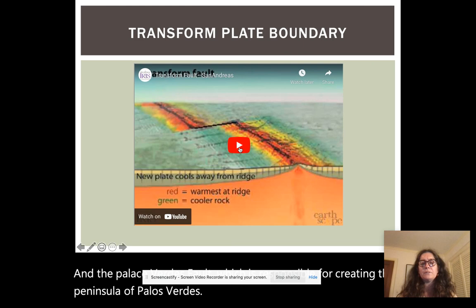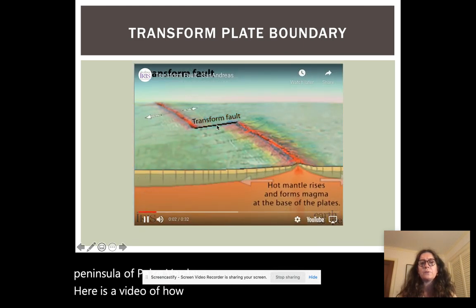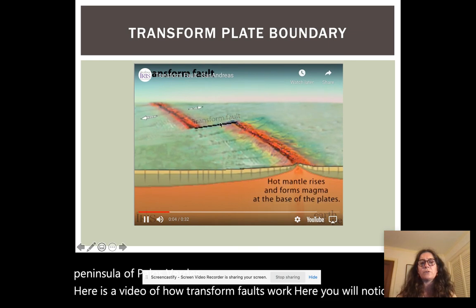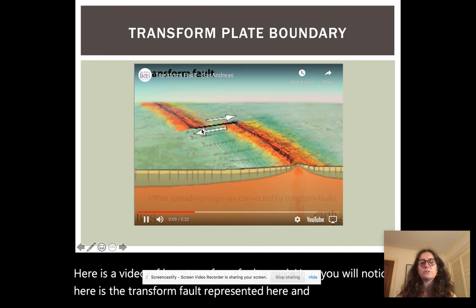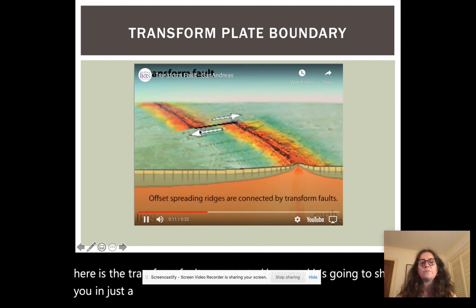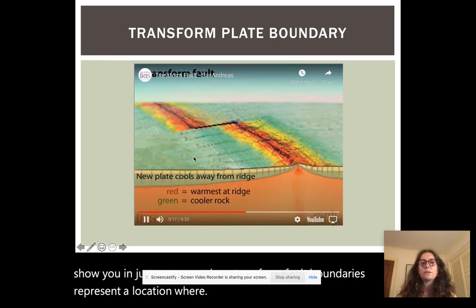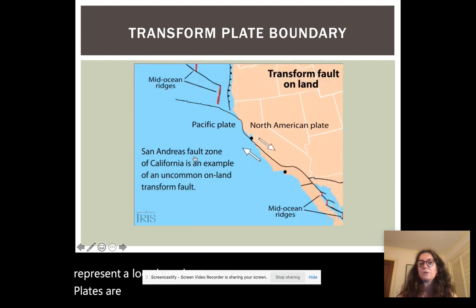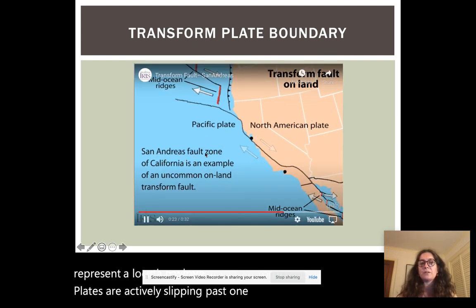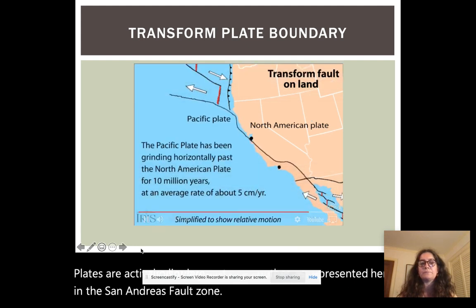Here is a video of how transform faults work. Here you will notice here is the transform fault represented here, and it's going to show you in just a moment how transform fault boundaries represent a location where plates are actively slipping past one another, as represented here in the San Andreas Fault Zone in California.